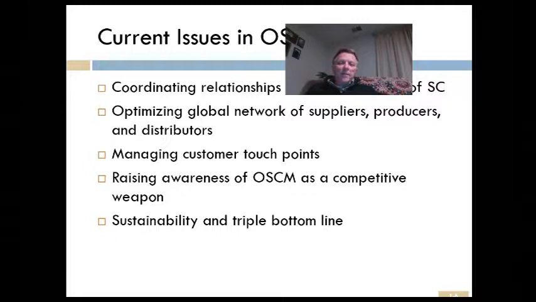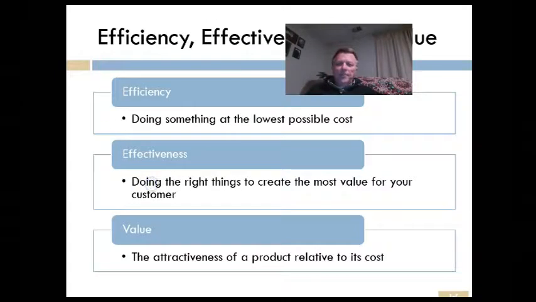Raising awareness of operations, supply chain management as a competitive weapon. We don't think that way very often, but really as good as you can get with your production and operations, you can turn what seems like a pretty core product or service function into a great competitive weapon to trounce your competitors. And one of the big issues going on right now is the triple bottom line. We're going to talk about that in a minute. And that includes the idea of sustainability.